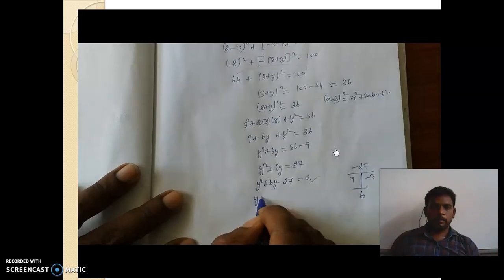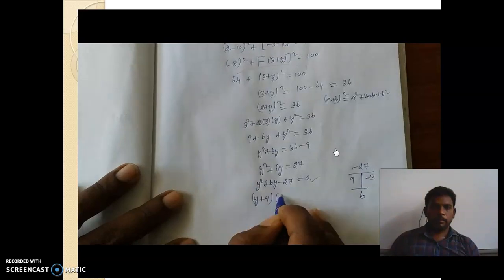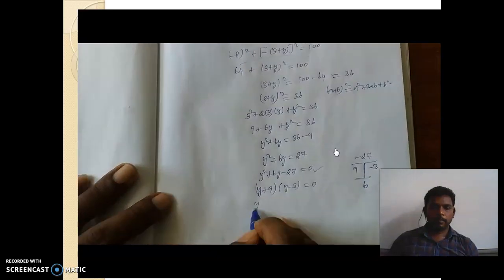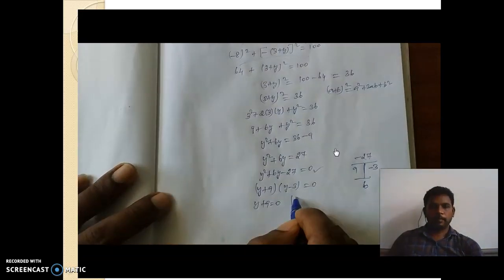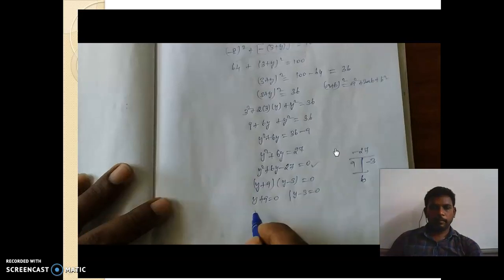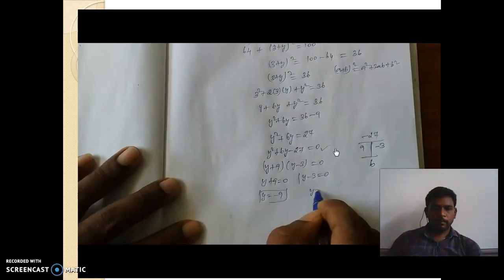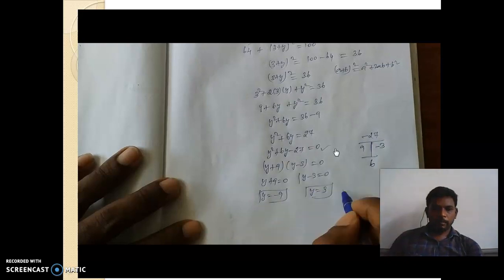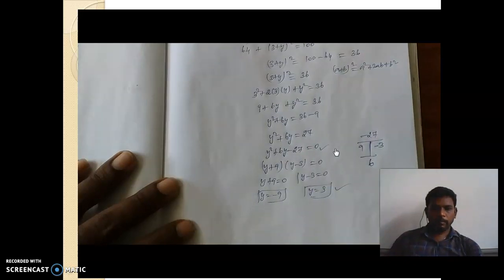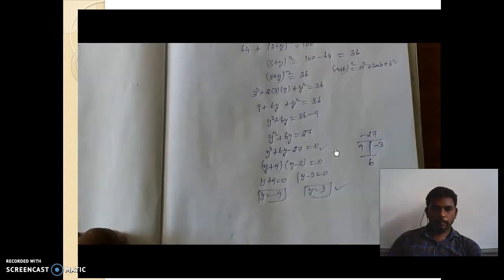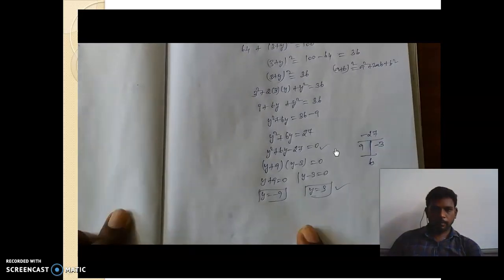Okay. So when you multiply, minus 27, when we add, 6. So (y plus 9) into (y minus 3) equal to 0. Therefore y plus 9 equal to 0 and y minus 3 equal to 0. Therefore y equal to minus 9 and y equal to plus 3. So these are the values of y. So y is taking two values here. So these two are the solutions of the given y value.